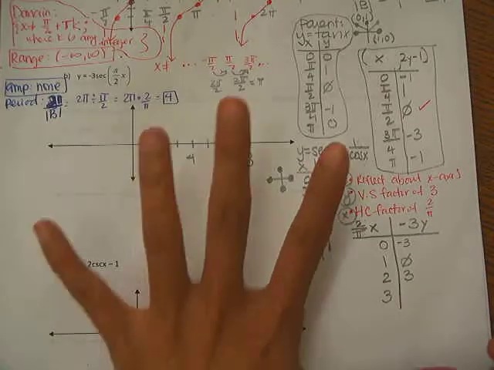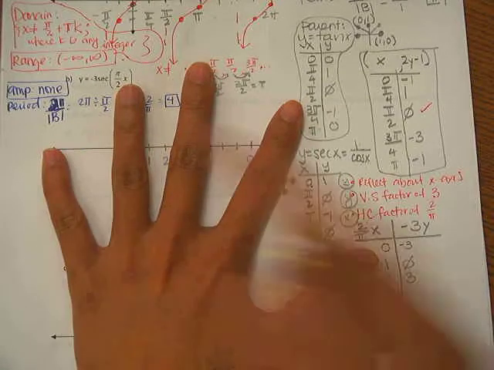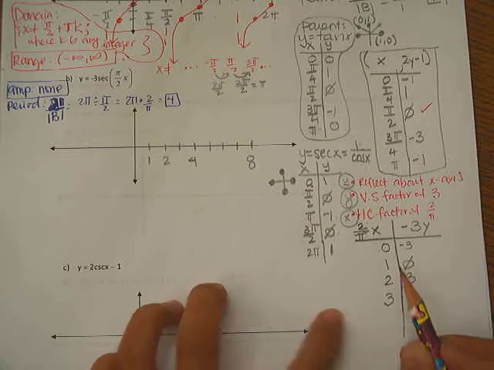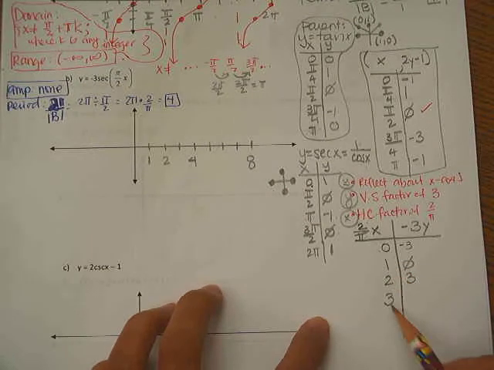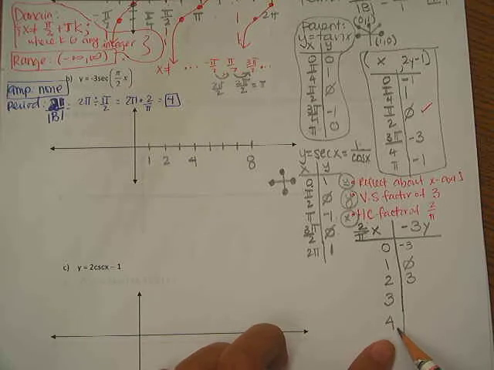Because I have 5 of those, right? 1, 2, 3, 4, 5. Then I just need to write 5 over here. 0, 1, 2, 3, and then this is 4. So that's my 5th input. Even though it says number 4, I know it's kind of weird.